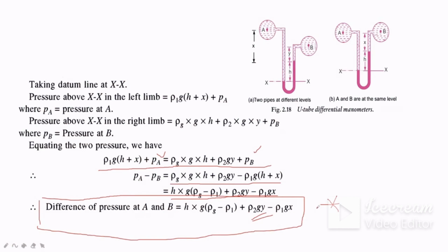So this is the equation whenever they ask for the differential pressure when the two pipes are at different levels. Okay, suppose the pipes are at the same level, let's see what happens.